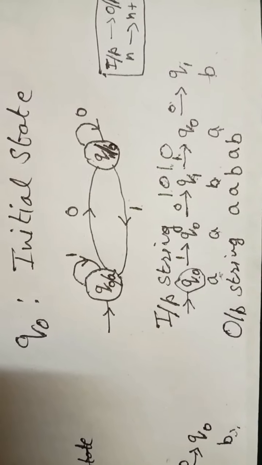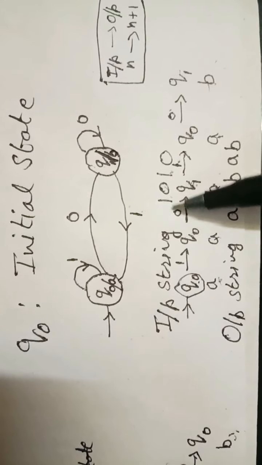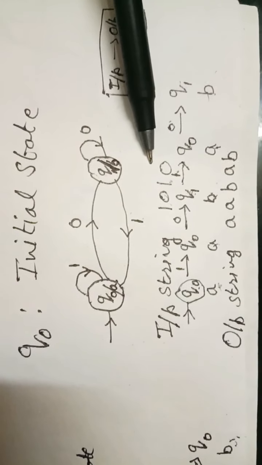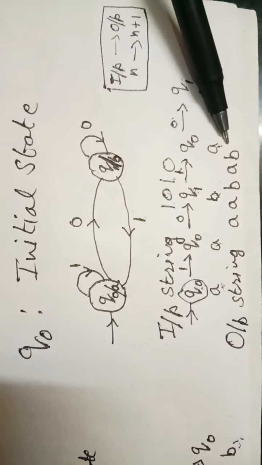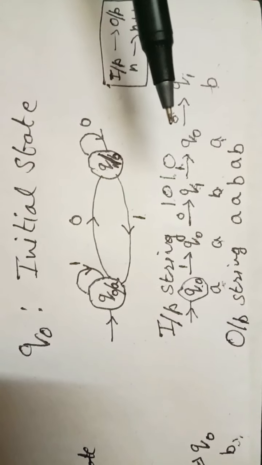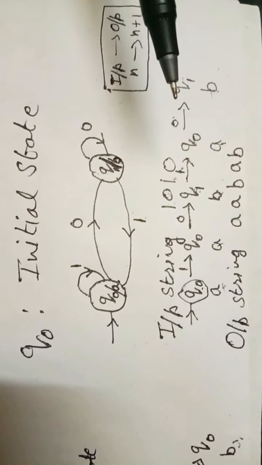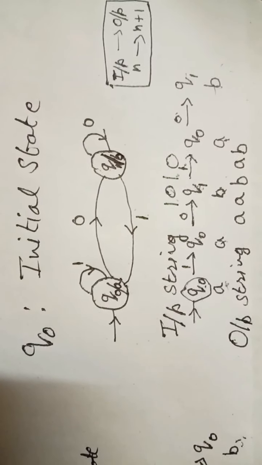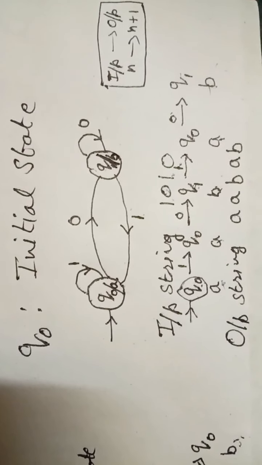So here you must be observing one thing. If the input string in a Moore machine is of length 4, then the output string will be of length 5. So in general we can say in a Moore machine, if the input string is of length n, then the output string must be of length n plus 1. But in a Mealy machine, if the input string is of length n, then the output string will also be of length n.